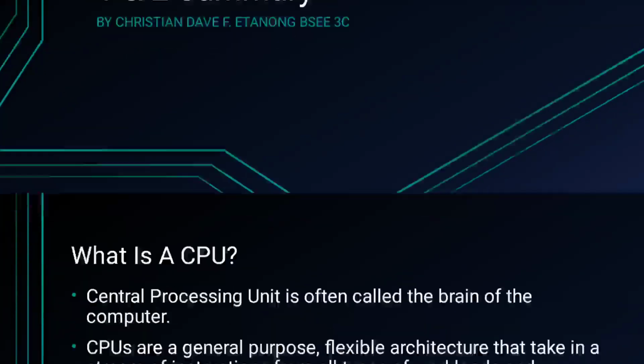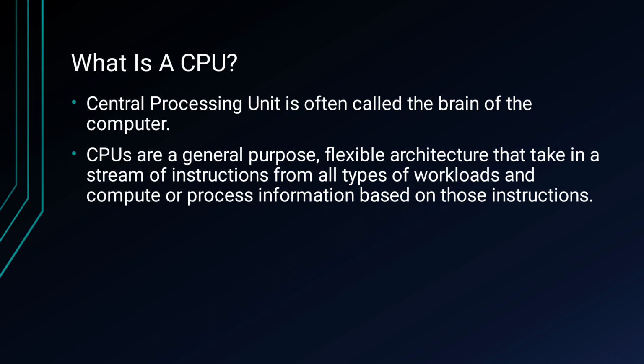So, first on our list, the CPU or central processing unit. It is often called the brain of the computer. CPUs are a general purpose flexible architecture that take in a stream of instructions from all types of workloads and compute or process information based on those instructions.